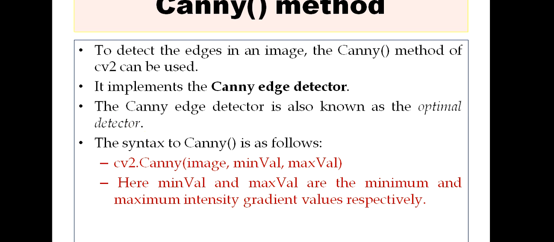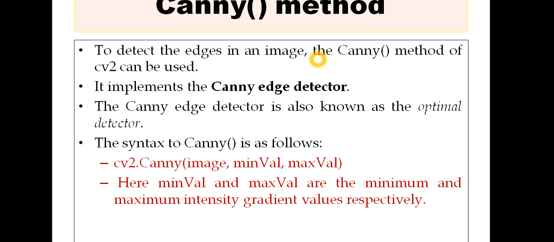The syntax for Canny is cv2.Canny(image, minVal, maxVal). Min val and max val are very important, and image is our input image. Min val and max val are the minimum and maximum intensity gradient values respectively.